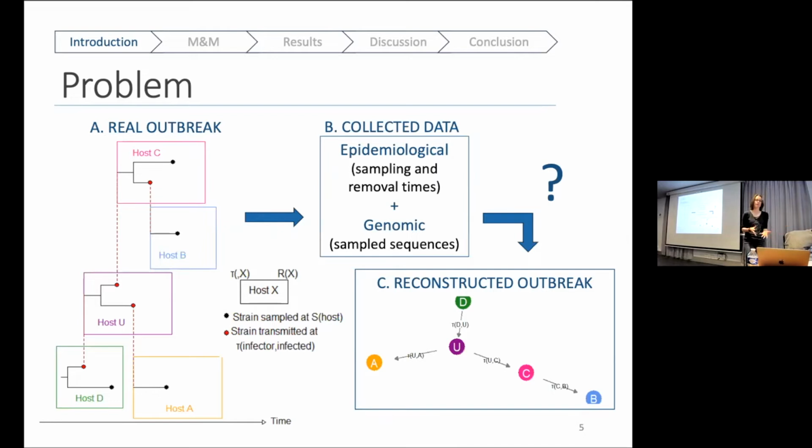So here's our problem. From a real outbreak, represented here by 5 hosts, A to D, and then host U, U stands for unobserved. We can collect epidemiological data such as sampling and removal times from identified hosts. We can also collect genomic data in the form of sample sequences. The question is, how, from these two types of data, do transmission tree reconstruction methods obtain a reconstructed outbreak? And what kind of models are used, and what are the underlying assumptions behind them?